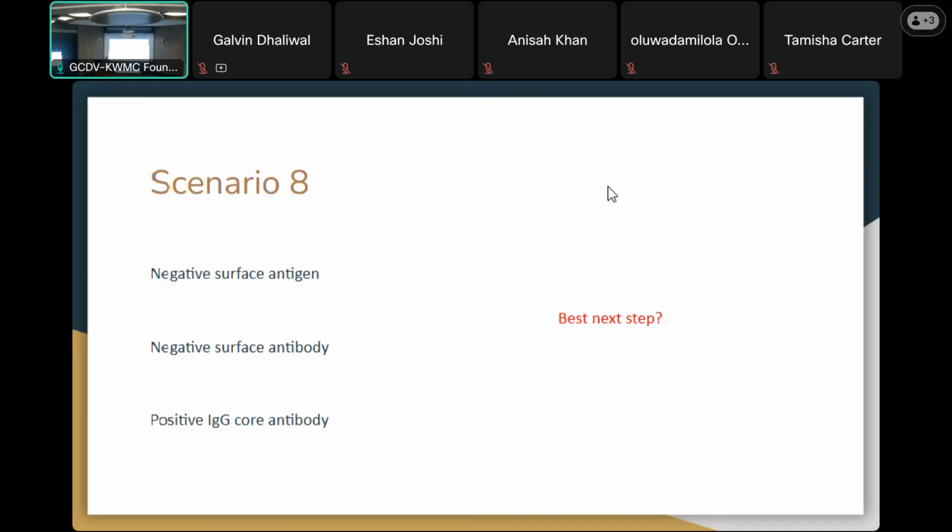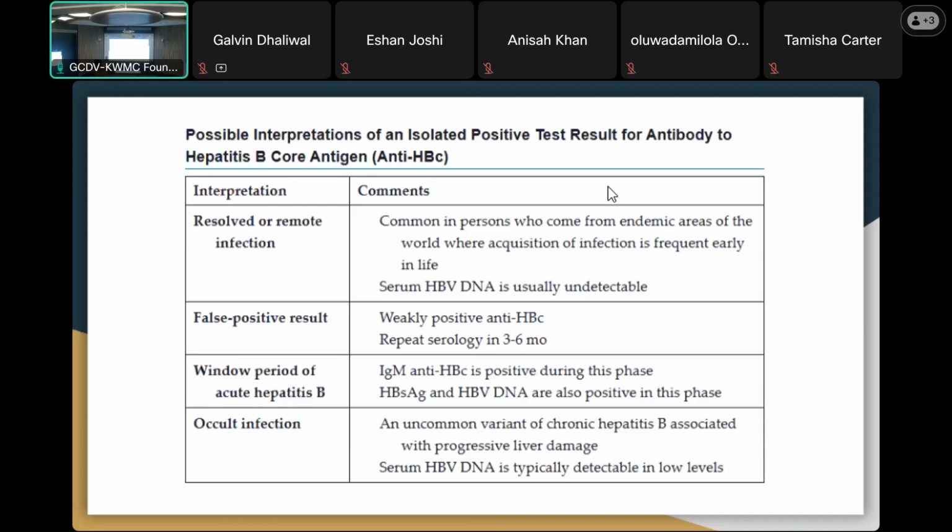Okay. And third is occult infection. I don't think you guys need to know. It's more for GI ID. And the best next step in these cases is to do a DNA level. And based on if the DNA level is high or low, you'll know what out of those three is it. So these are the four possibilities. The fourth one is the window period we talked about. That's more for IgM core antibody, not for IgG. So number one, number two, and number four are the three possibilities. If it's isolated, it's called the isolated core antibody positive. Okay, and you do a serum HBV DNA level.